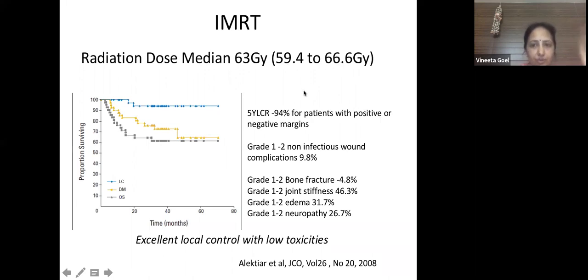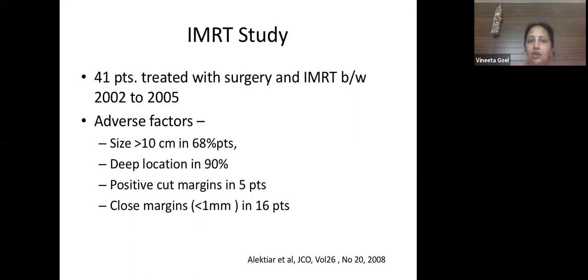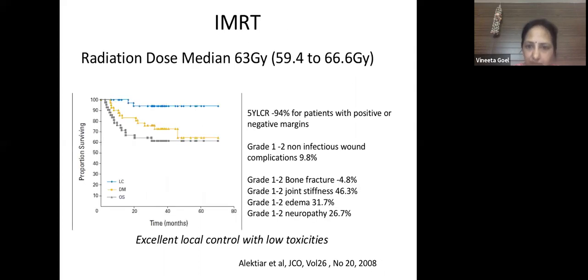Now, they found that the 5-year local control rate was 94% for patients, even when they had positive or negative margins. A 94% control rate is a very good control rate for these patients, considering that the majority of these patients, as I showed in the previous slides, had a lot of high risk factors like large size, deep location, or positive and close margin. Now, they also found that grade 1 and 2 non-infectious wound complications were about 10%.